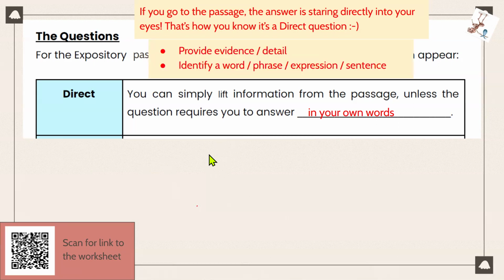But there are a couple of question markers, as I like to call them, that tell us it's a direct question. For example, if you get a question asking you to provide evidence, to provide a detail, to quote evidence, to cite evidence, it's definitely direct. If you get a question asking you to identify a word, a phrase, an expression, a sentence, that's also direct, because it's just you picking out the answer and putting it in your paper.